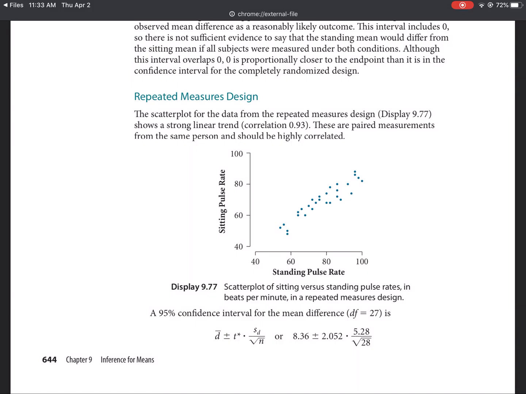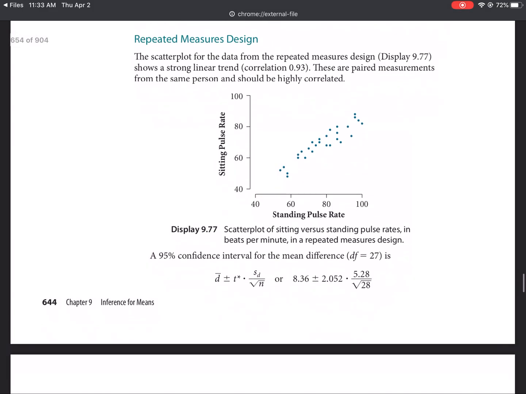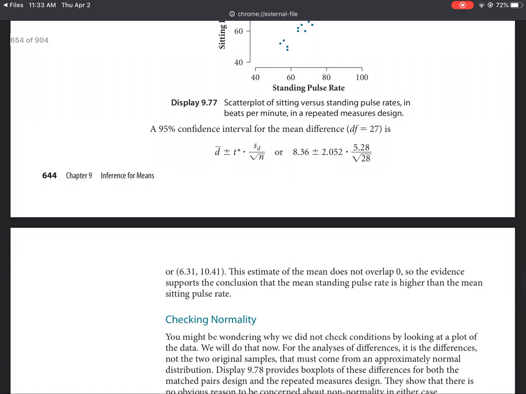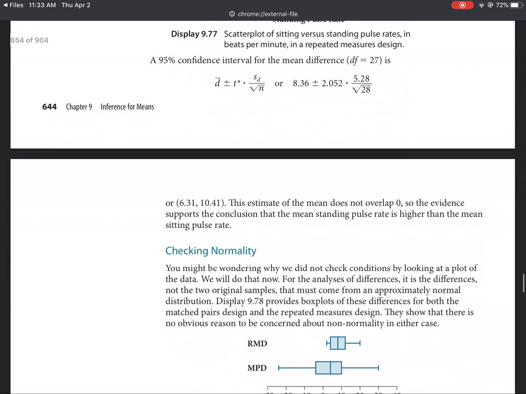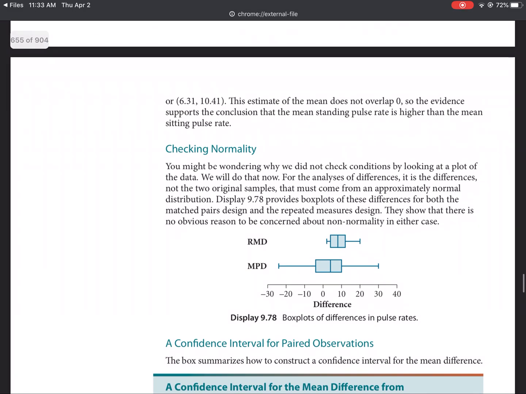So you will see that this looks very similar in terms of its calculation to the matched pairs. They're still using d bar to represent the average difference, and they're proceeding as such. Finally, they get a confidence interval that runs from 6.31, that's positive, to 10.41. We've now finally gotten a confidence interval that does not contain the number 0. And because it doesn't, we've finally been able to reach a conclusion that it is statistically significant.